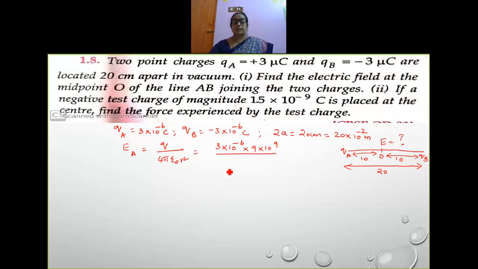Then divided by what is R here? 2a is, sorry, 2a is 20, so R will be 10, right? And you have to substitute R square. So in that case, 10 into 10 power minus 2 the whole square, right? Here the simplification is very easy. Okay, so when you simplify, you will get the value of the electric field to be 2.7 into 10 power 6 Newton per Coulomb. Now this, the direction is along OB.